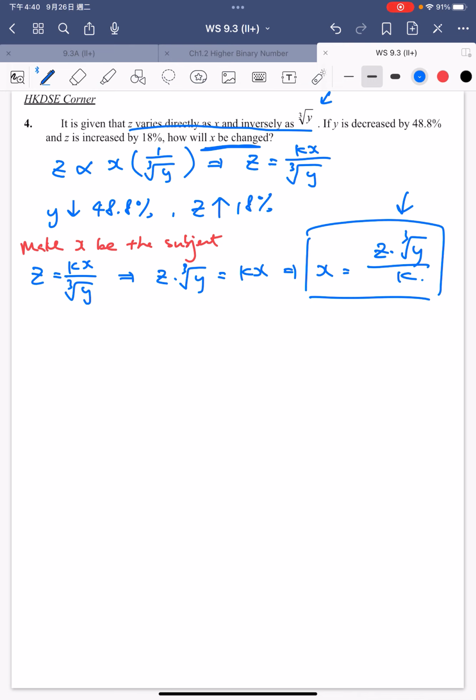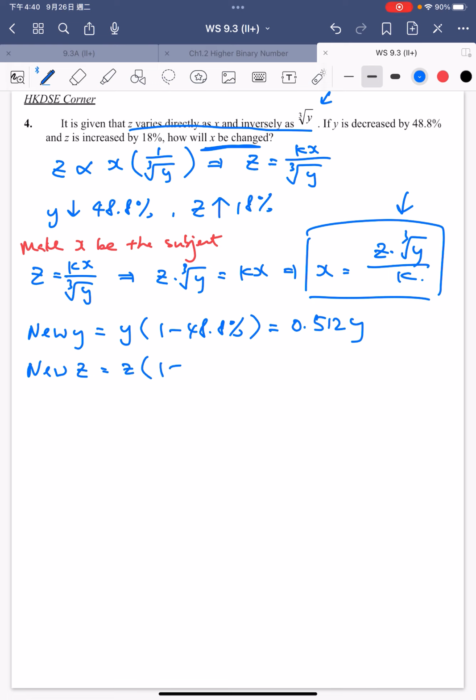Now Y is decreased by 48.8%, so we can find our new value of Y, which is the old Y times 1 minus 48.8%, equal to 0.512Y. And now we can find the new value of Z, which is increased by 18%, so the old Z times 1 plus 18%, which gives 1.18Z.